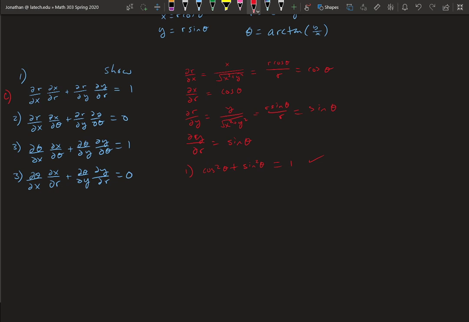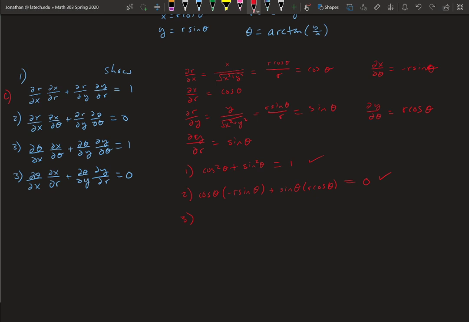What else do we need? We might need like partial x, partial theta. Partial x, partial theta would be negative r sine theta. And partial y, partial theta would be r cosine theta. So now number two would be cosine theta times negative r sine theta plus sine theta times r cosine theta, which is 0. Check.